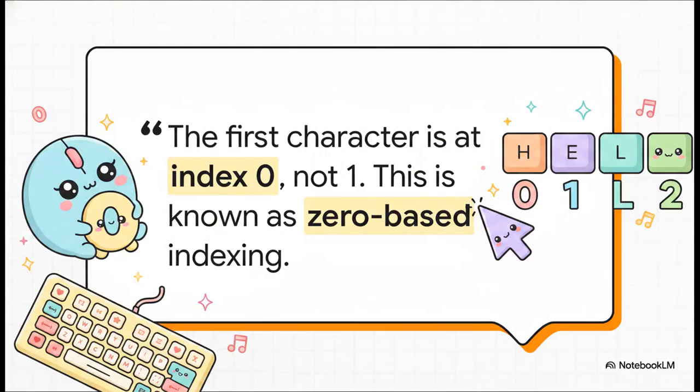And this is absolutely the most important thing to drill into your head. In programming, we always start counting from 0, not 1. It's a concept called zero-based indexing. Forgetting this is probably the number one mistake beginners make, but hey, now you know the secret.